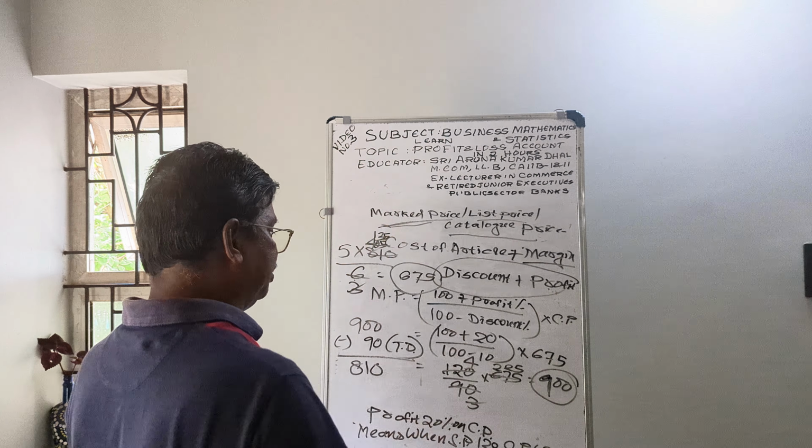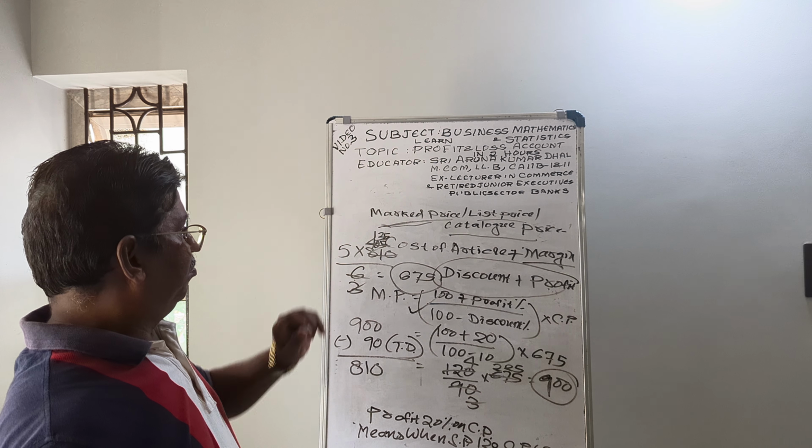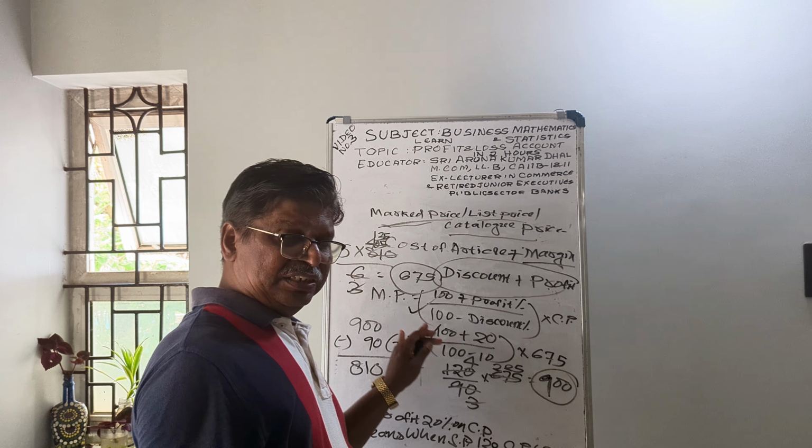Either we can put the formula like this. Mark price is 100 plus profit percentage divided by 100 minus discount percent into cost price. This is very appropriate in competitive examinations to solve the problem within a fraction of a minute. If it is to be proved, it is given for plus 2 commerce students, they can also, suppose they could not remember this formula, simply they can remember that trade discount is always calculated as a percentage on mark price, and from mark price the trade discount is deducted, we will get the sales price, then from sales price we will deduct the profit, we will get the cost price.